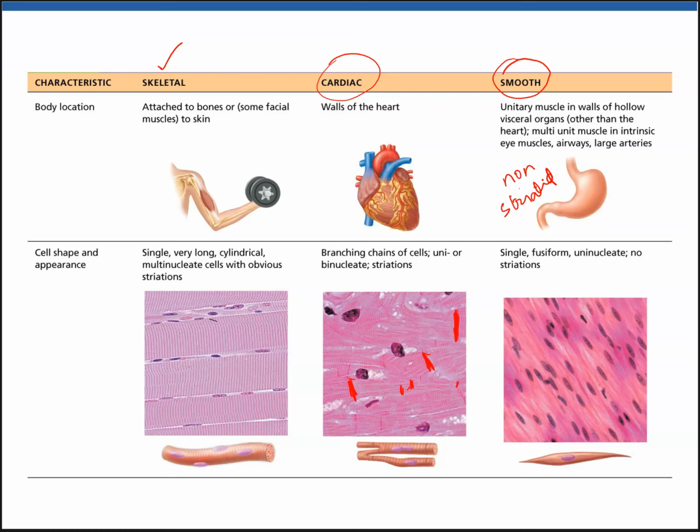Now this chapter will focus on skeletal muscles. Skeletal muscle is voluntary and striated. So these muscles usually are attached to at least one bone, and a muscle cell is called a myofiber.